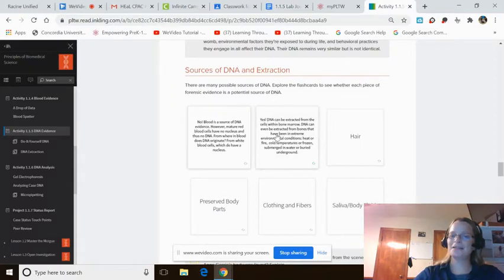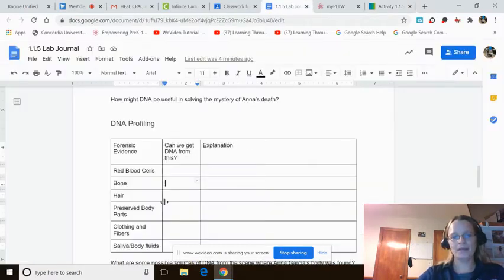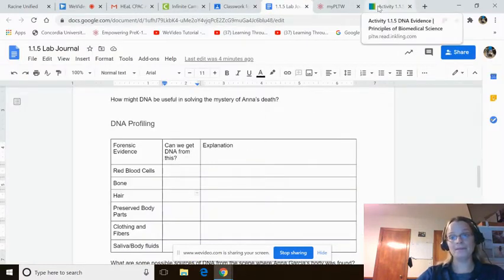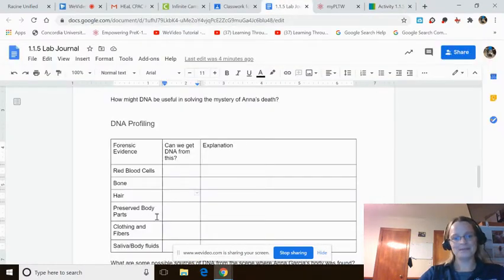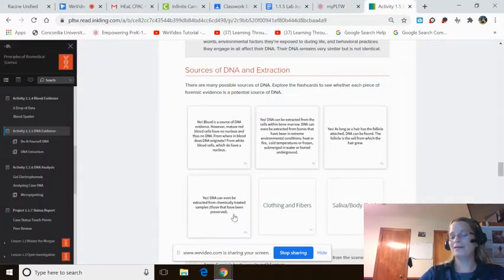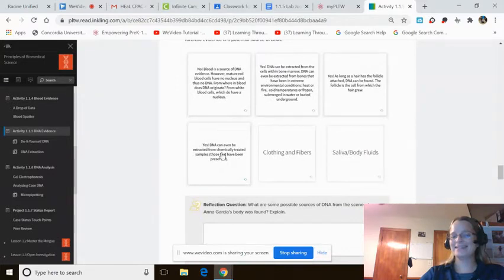Yes. DNA comes from the bone marrow. Hair? Yes, as long as the follicle is there. Preserved body parts? Yes, even from chemically preserved body parts.